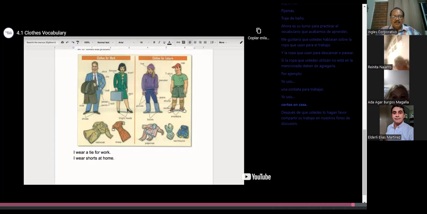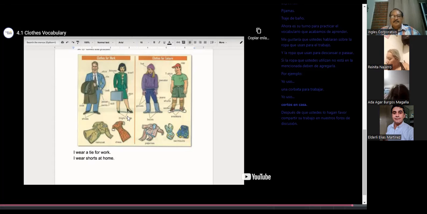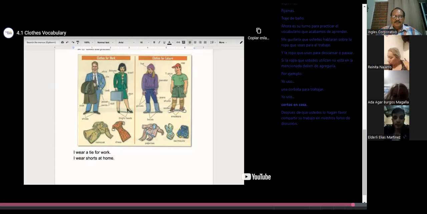What do you usually wear? ¿Qué viste usualmente? I wear pants, shirt, and shoes. Okay, usualmente pantalón, camisa y zapatos. Okay, because I go to work.